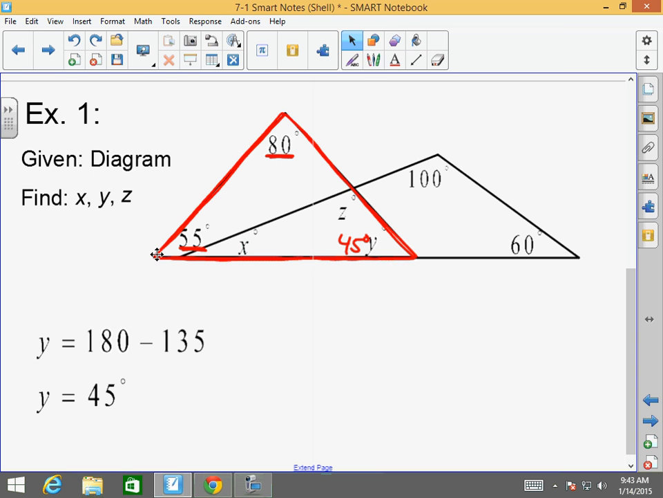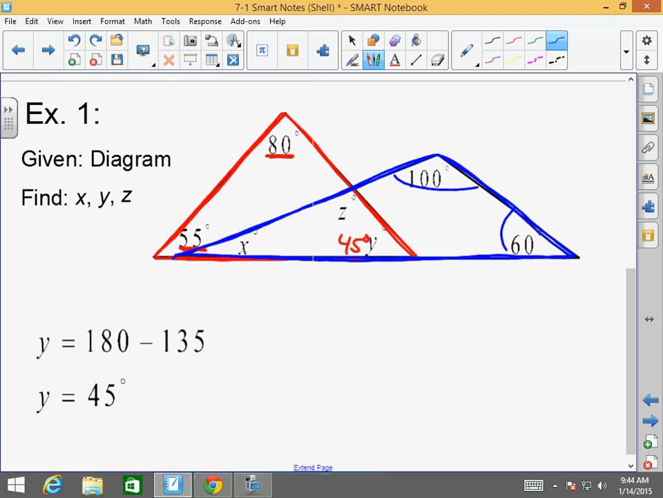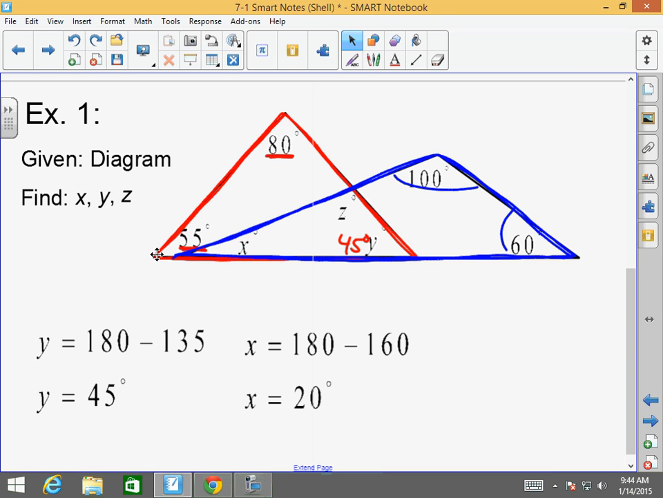Now if we separate the other triangle here in blue, who would I be trying to solve here with this blue outline? And how do you think you would find x here, my brothers? 180 minus the sum of 160. So that would be x equals 180 minus 160. X would be 20 degrees.